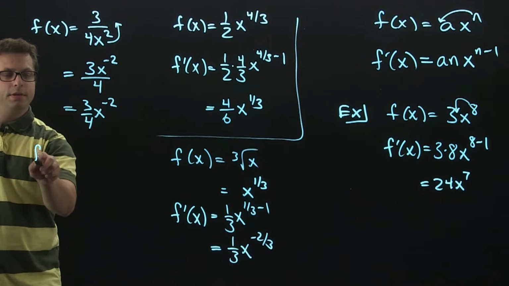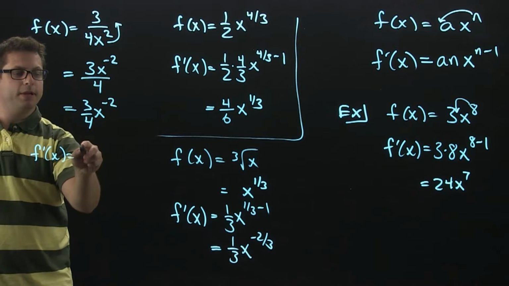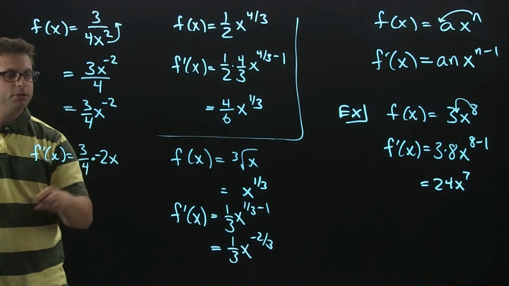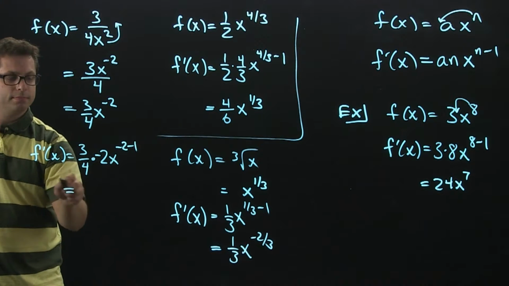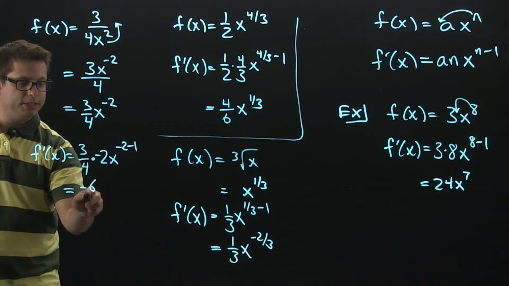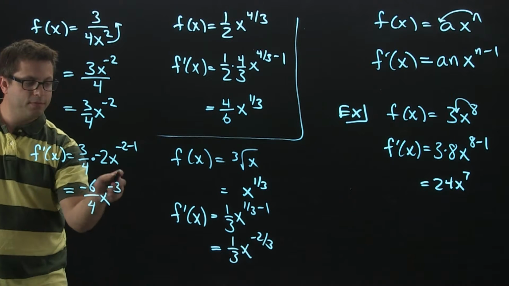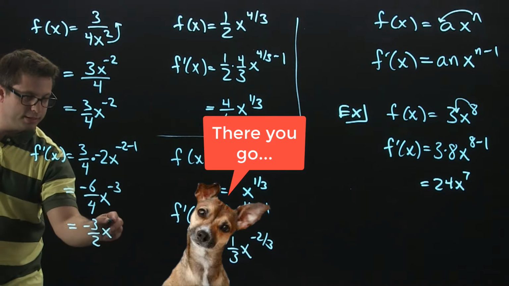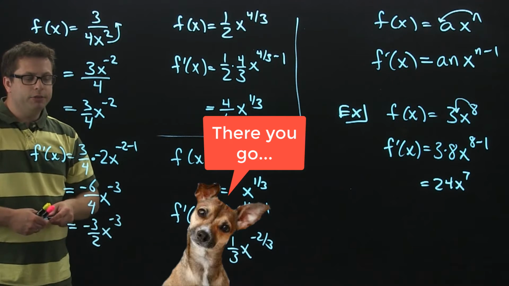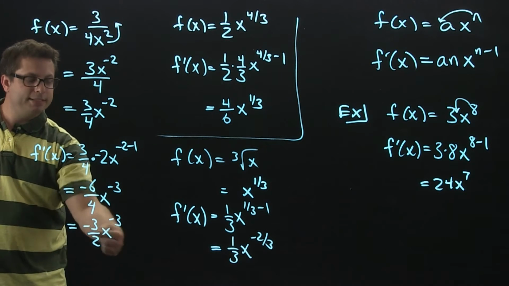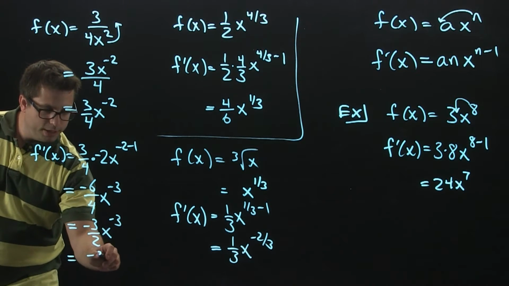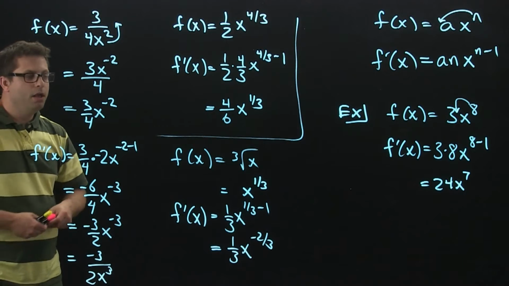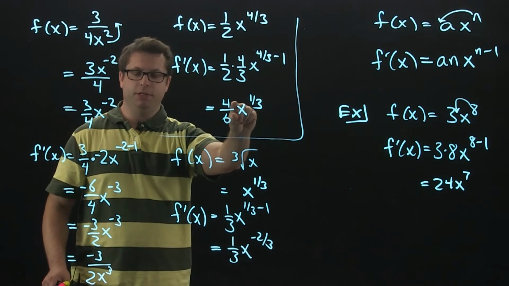So then the derivative, we're going to bring the negative 2 down, so times negative 2, and then subtract 1 off the exponent. So then this is going to be negative 6/4 x to the negative 3. And then you reduce the negative 6/4, so negative 3/2 x to the negative 3. What you can do is bring the x to the negative 3 back down to the bottom. So we can write it as negative 3 over 2x cubed. Also, I didn't do that, but you can reduce this to be 2/3.